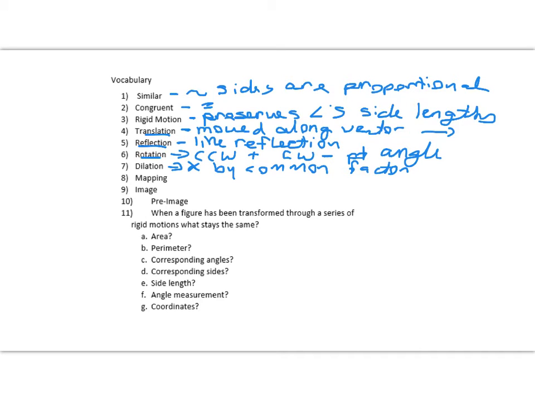Okay, mapping. Mapping is when you take a pre-image and you put it onto an image. So it's like, what kind of transformation did you do? I had to do a rotation of negative 30 degrees to take the pre-image onto the image. So this is putting a pre-image onto an image. What kind of transformation did you do? Okay, remember, the image is when you're done, and the pre-image is what you start with.